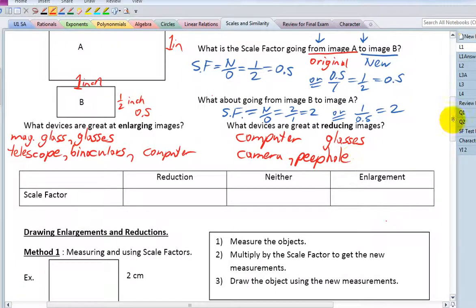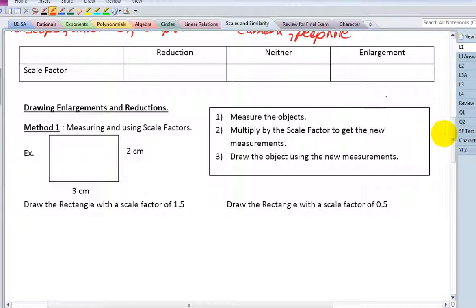Okay, that's enough going on. Reductions, enlargements. For a scale factor, what kind of scale factor gives you a reduction? Less than 1, so between 0 and 1. Some examples would be 2/3, 5/7, 0.8. If it's neither a reduction nor an enlargement, then your scale factor equals 1. If it's an enlargement, it's greater than 1. So 1.1, 7/3, 5/2, those are all enlargements.